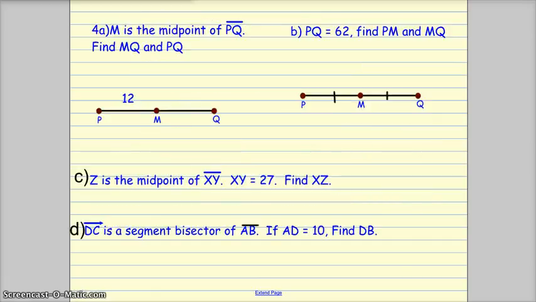All right, so here's some things to look at. 4A, it says M is the midpoint of segment PQ. Okay, that means that M is exactly in the middle. It says find MQ and find PQ.